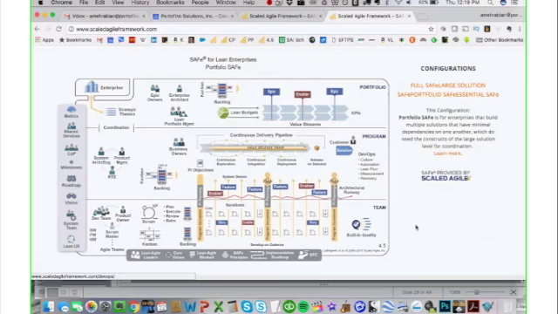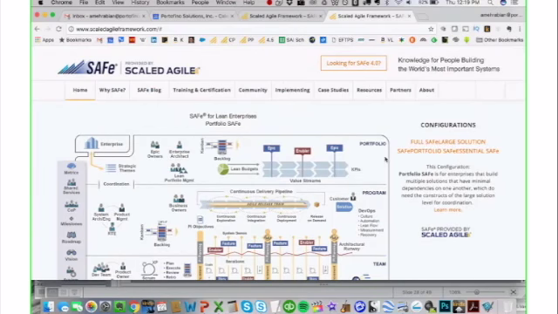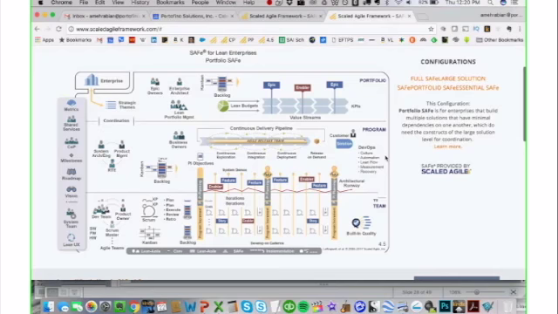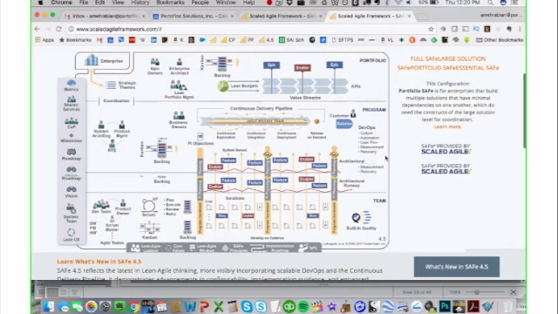It was updated yesterday. And so the first time you go in, this is the view you're going to see, which is the portfolio view. The first time you go in, this is what you'll see. And this is the portfolio view or three-level SAFe that we're all used to.